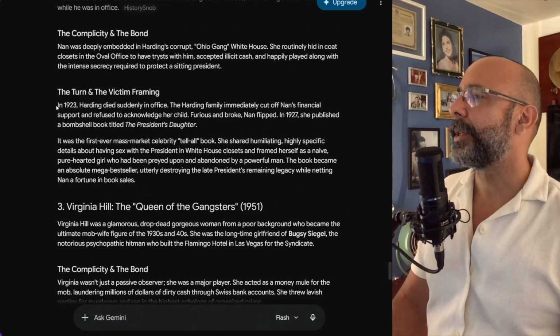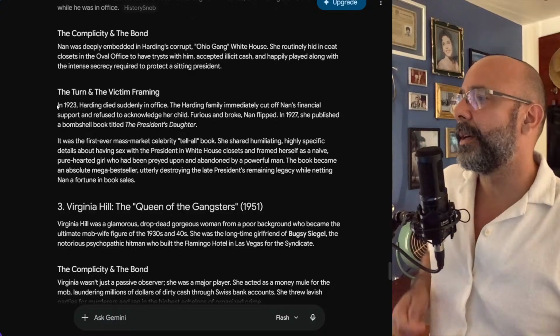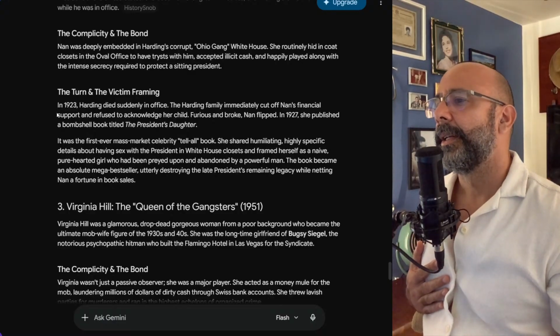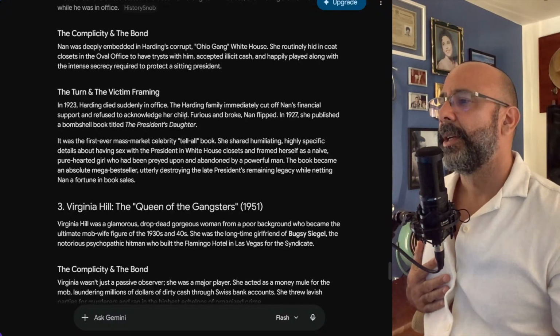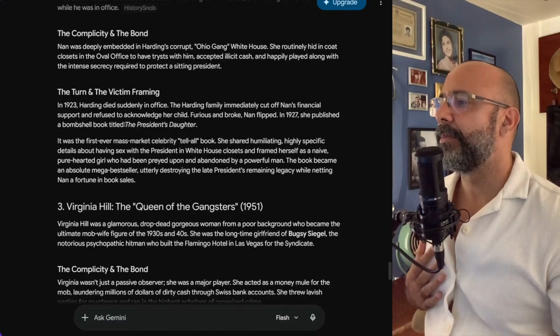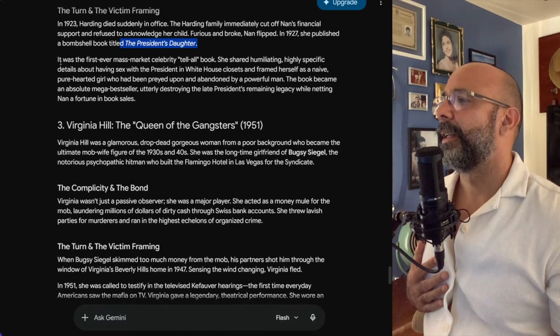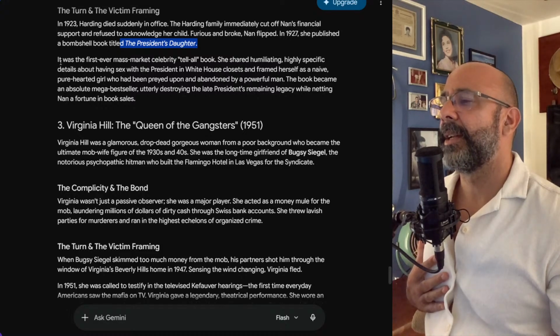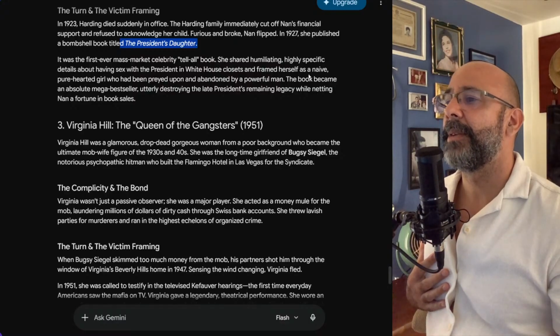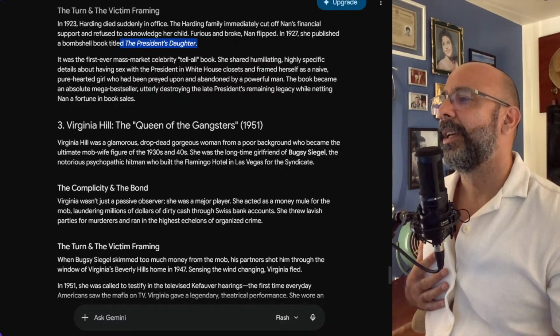The turn in the victim framing. In 1923, Harding died suddenly. They cut off Nan's financial support and refused to acknowledge her child. Furious and broke, Nan flipped. In 1927, she published a bombshell book titled The President's Daughter. It was the first ever mass market celebrity tell-all book. She shared humiliating, highly specific details about having sex with the president in White House closets and framed herself as a naive, pure-hearted girl who had been preyed upon and abandoned by a powerful man.